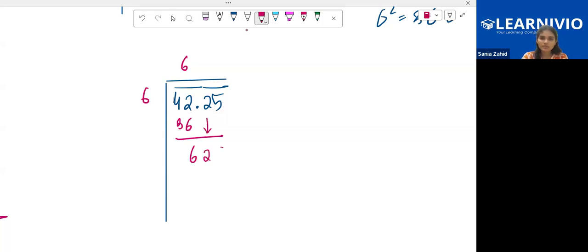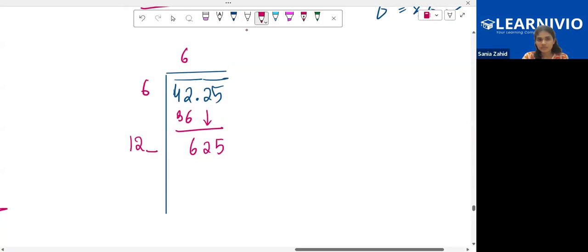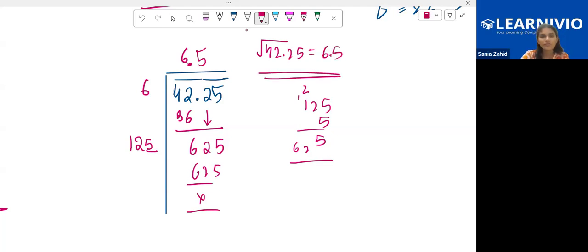Then we bring down 25. Then we double 6, we get 12. Then we check the units place. 5 into 5 gives 25. And in the quotient, it becomes 6.5. Very good. Square root of 42.25 is 6.5. Okay, good. Right. Rida, have you completed your question?